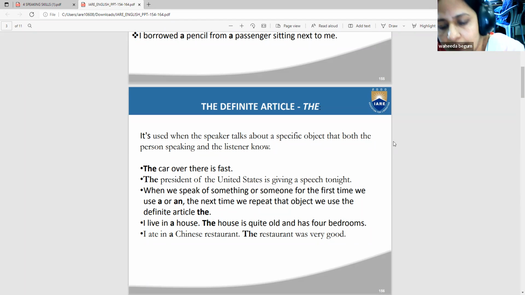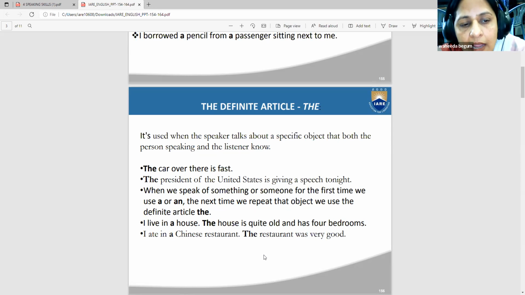Like an umbrella. I live in a house. Here the example is there. The first time I refer to something, I use an indefinite article. But when I am already referring to that place, then I use the definite article.